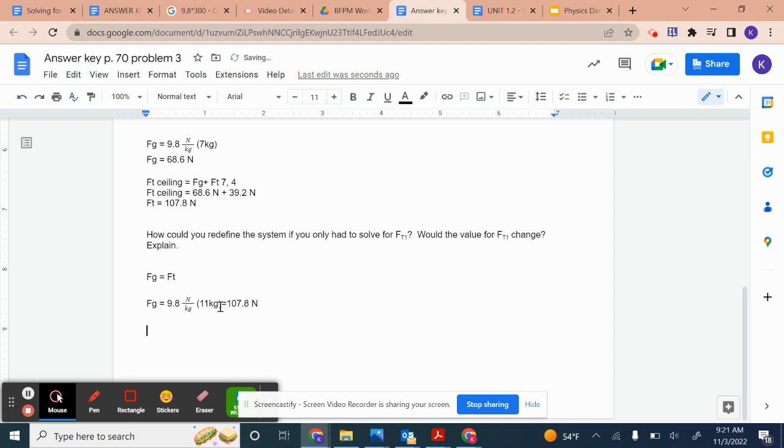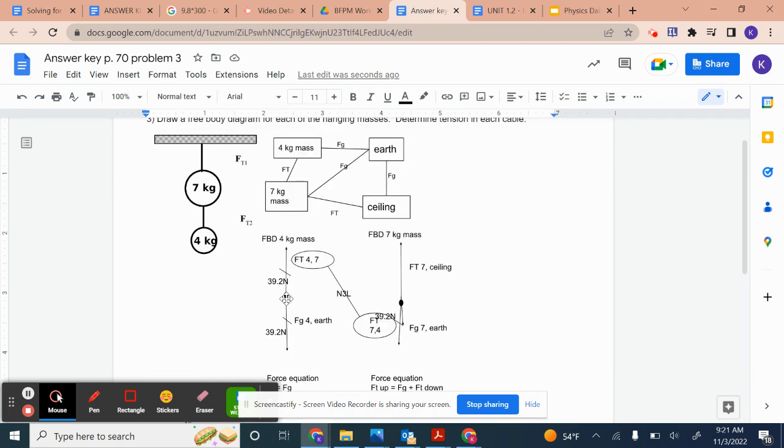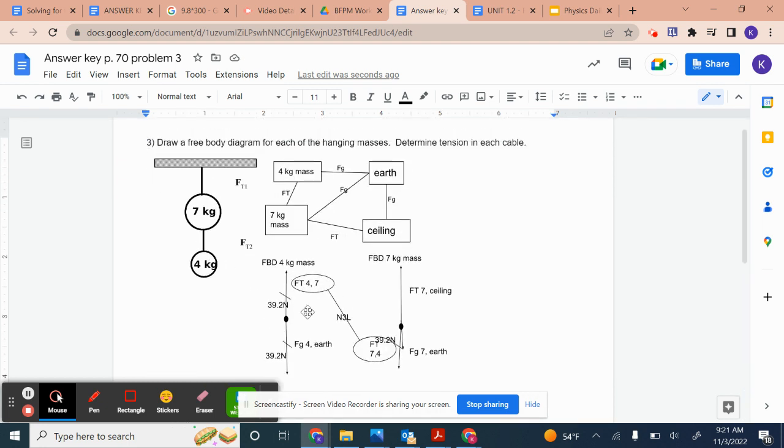So the value of the tension in the top rope would be exactly the same if I treated the system as both masses combined. That's an easier way to solve for the tension in the top rope. But the only way to solve for the tension in the middle rope is to treat them as separate.